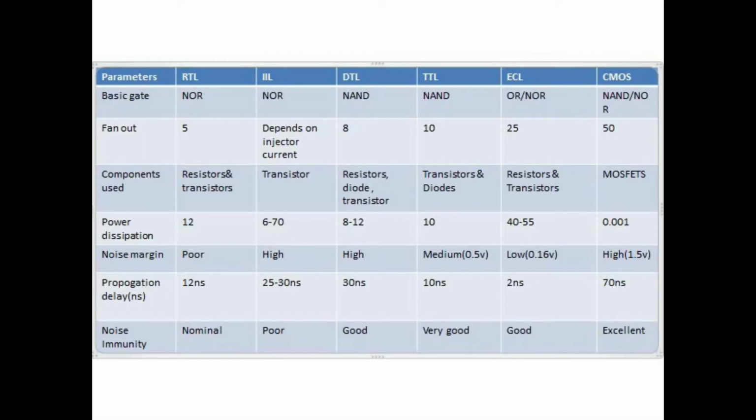Next is noise margin. Coming to the noise margin, it is poor in the case of RTL and high in the case of IIL, DTL and CMOS. The noise margin is medium in TTL and very low in ECL.